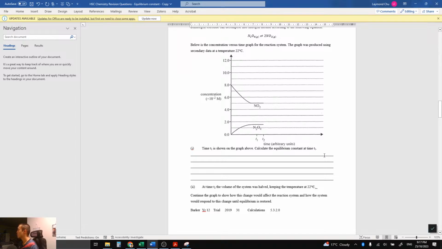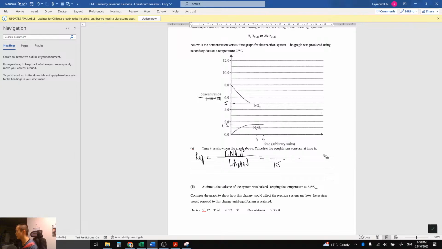Alright, so the equilibrium constant is equal to the expression given by the products, so NO2 to the power of 2 over N2O4. These are already in concentrations, lovely. I don't need to work out the concentrations. So NO2 is equal to 5, and N2O4 is equal to 1.5. So this is just 5 squared over 1.5. Oh, okay, forgot about that.